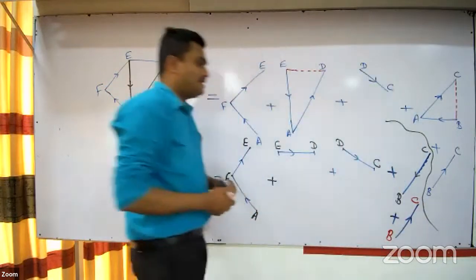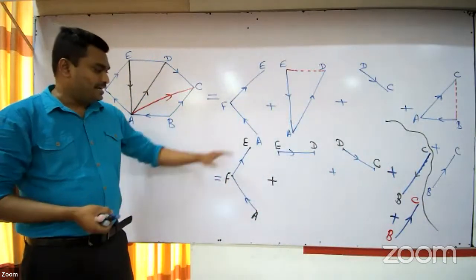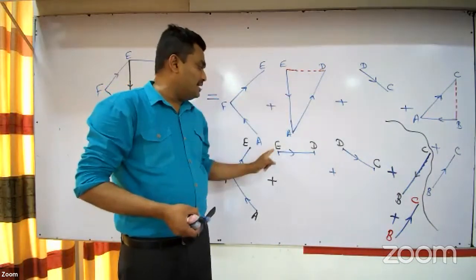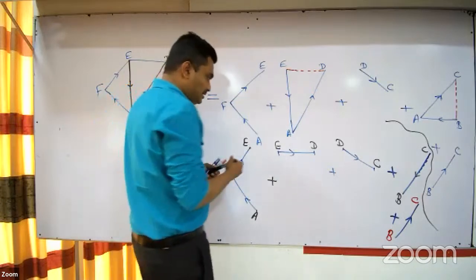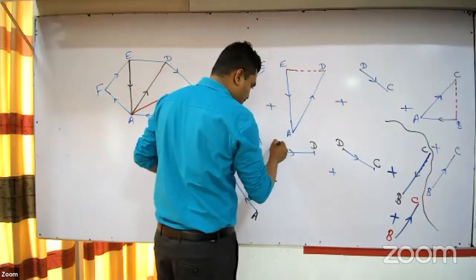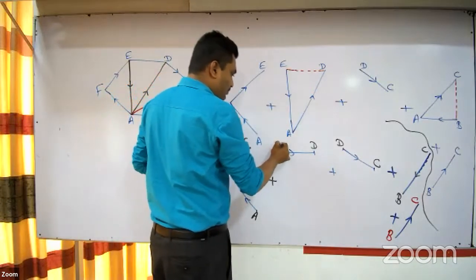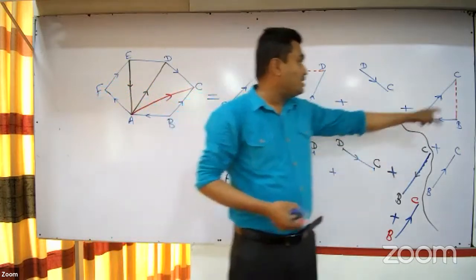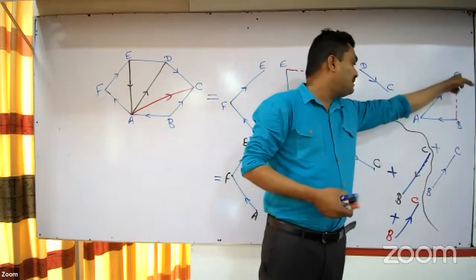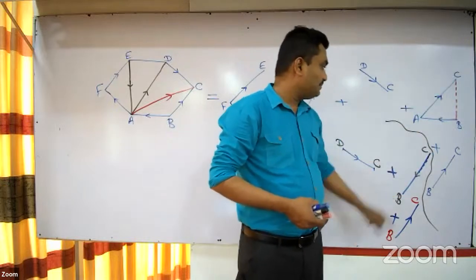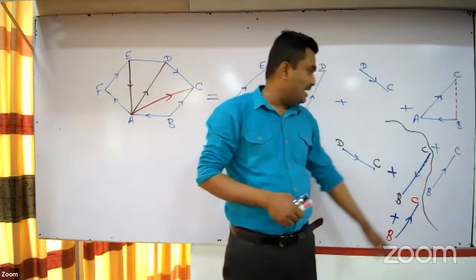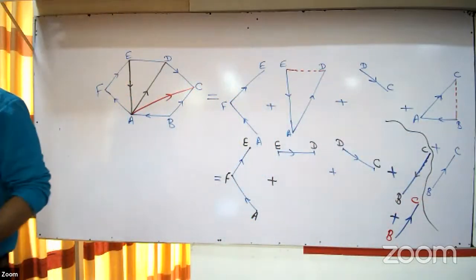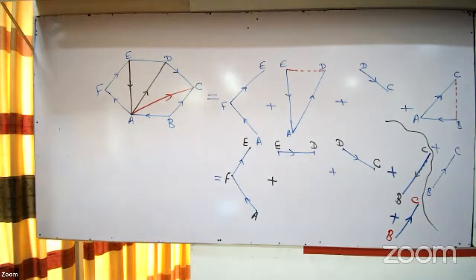Second set of vectors. I didn't do anything to this. Summation of EA, AD is ED. And summation DC, I kept DC. Summation of BA plus AC is CB. And I don't do anything to BC. Okay, dear? Complete.